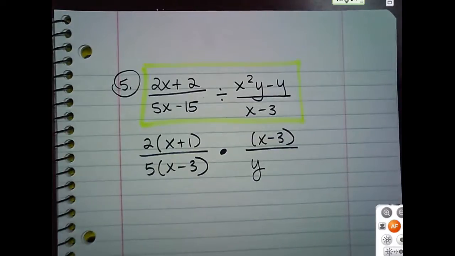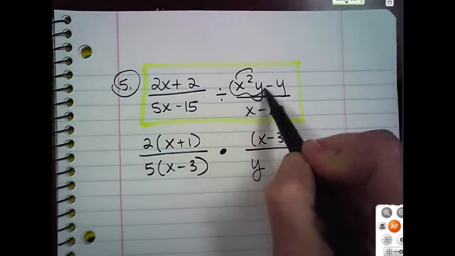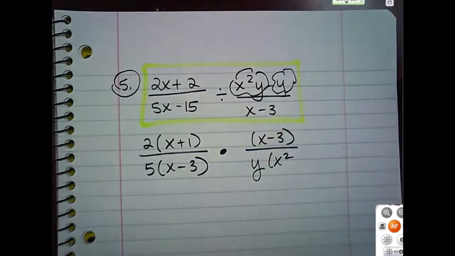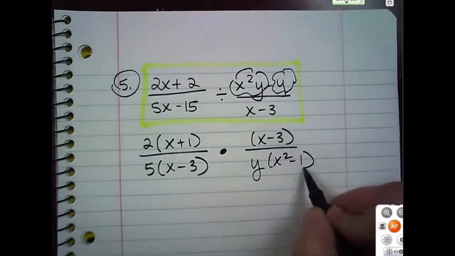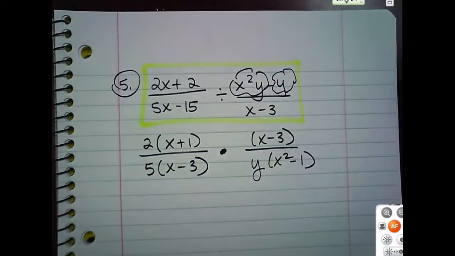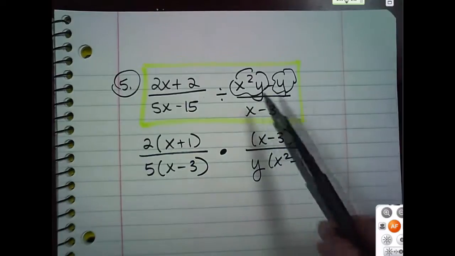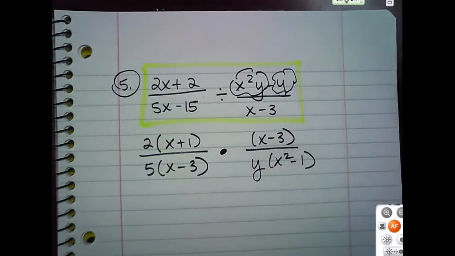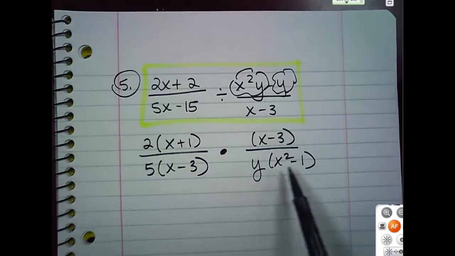When you take a y out of this top, you get x squared left over. What happens when you take a y out of here? What do you get? A 1. You understand how come? You're dividing essentially. x squared y divided by y is x squared. y divided by y is 1. Now then, can this be factored again?